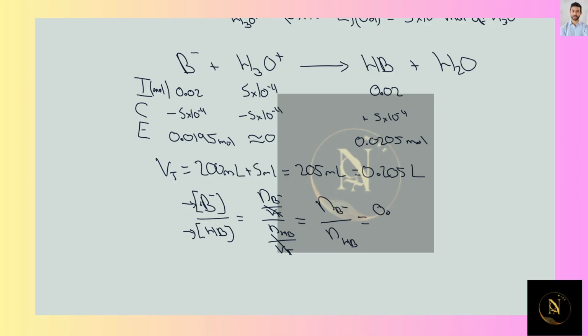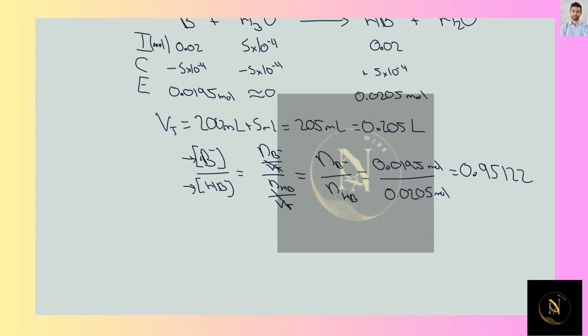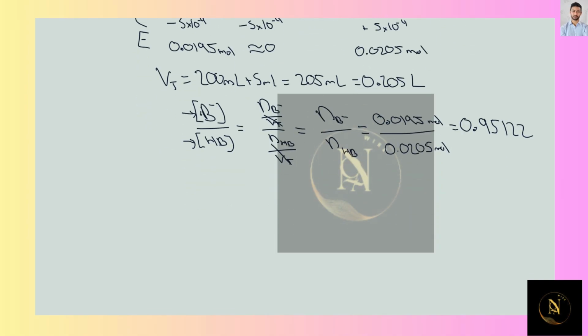This is 0.0195 divided by 0.0205. So our result is going to be 0.95122. Okay? And this is going to be an adimensional number.